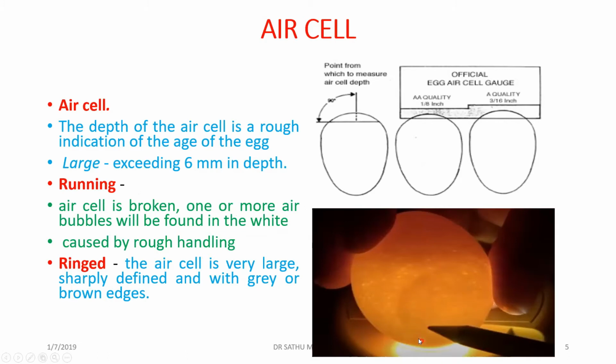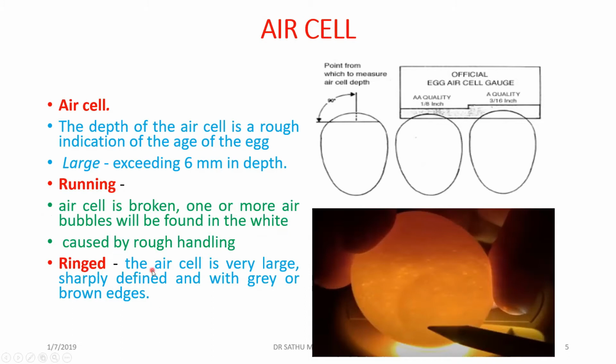In this egg, we can see there are two air cells. One is here, and another is down, which is not seen clearly here. And when you move the egg, the air cells will also be moving. So they are called running air cells. Once you move the egg, the air cells will also be moving. That type of air cell is called a running air cell.